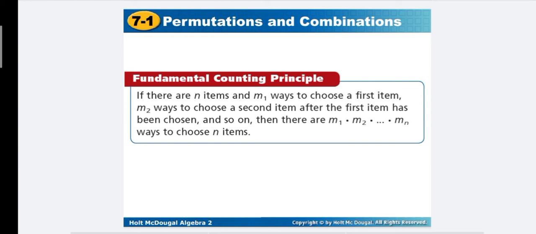So macam mana kita nak tahu, nak kira how many ways the items can be chosen? It will be m1 ways multiply dengan m2 ways multiply dengan m3 ways, sehinggalah you need to multiply all the number of ways to choose the n items. Okay, that is the counting principle. You just multiply the number of ways to choose the n items.